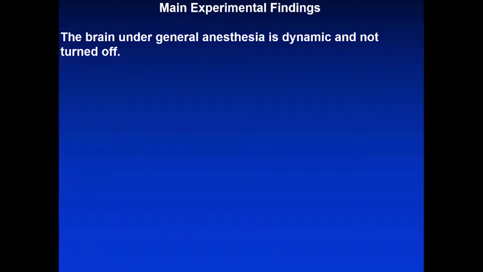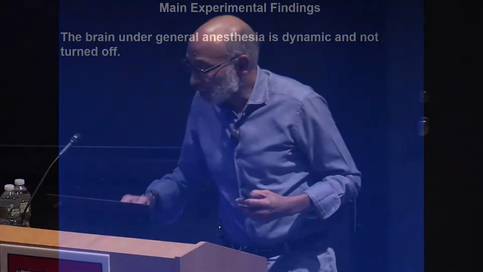So I'll tell you the punchlines right from the start. Under anesthesia, the brain is not turned off, right? Actually, what happens is quite dynamic, and it's the alterations in these dynamics that induce the anesthetized state, right? And we think that this is one of the primary ways that the drugs work. It's not the only way, but it's probably one of the primary ways it works.